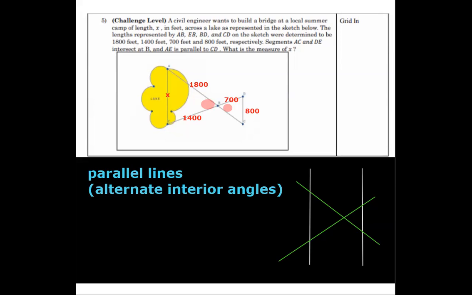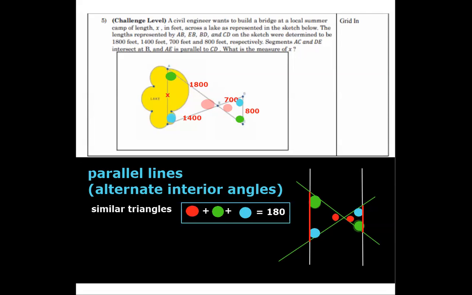The other thing that's noted is that the construction team made sure that AE was parallel to CD. So those are the two white parallels drawn on the right. And then I've drawn them as two transversal chords. We can see A to C, even though we don't know its full length. And we can also see E to D, which we know is 1,400 plus 700 units.